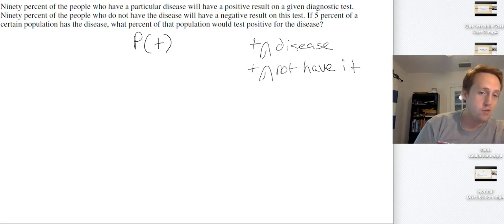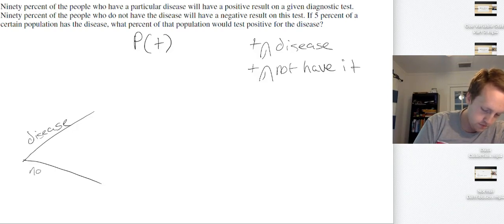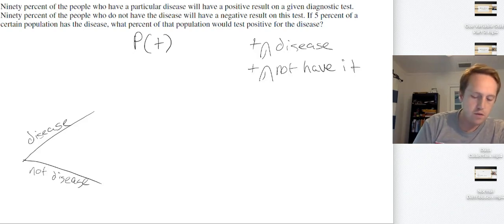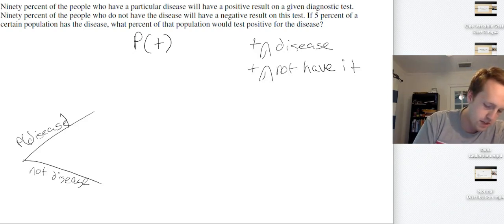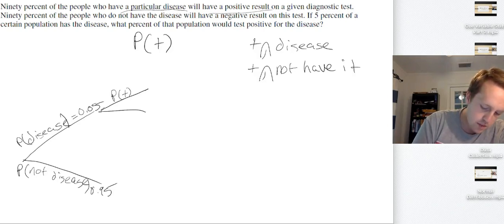I like doing tree diagrams, so I'm going to do one. So I'm going to say diseased and not diseased. It says that 5% of a certain population has the disease, so probability of that is equal to 0.05. Probability of that is 0.95. Now, of the diseased people, it says 90% who have a particular disease will test positive. So the probability of positive for them is equal to 0.90. The probability of negative then would be 0.10.